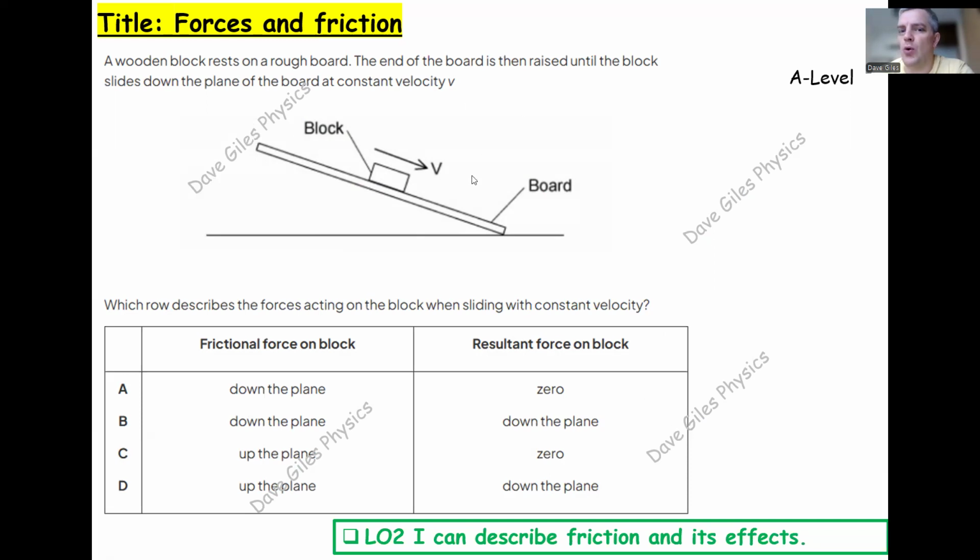Okay, so the frictional force is always going to be up the plane because it opposes the motion. So it's trying to move this way. So the friction is going to be up. And the resultant force on the block, well, it says constant speed. So that means no acceleration. So force must be 0. So the answer is therefore C.